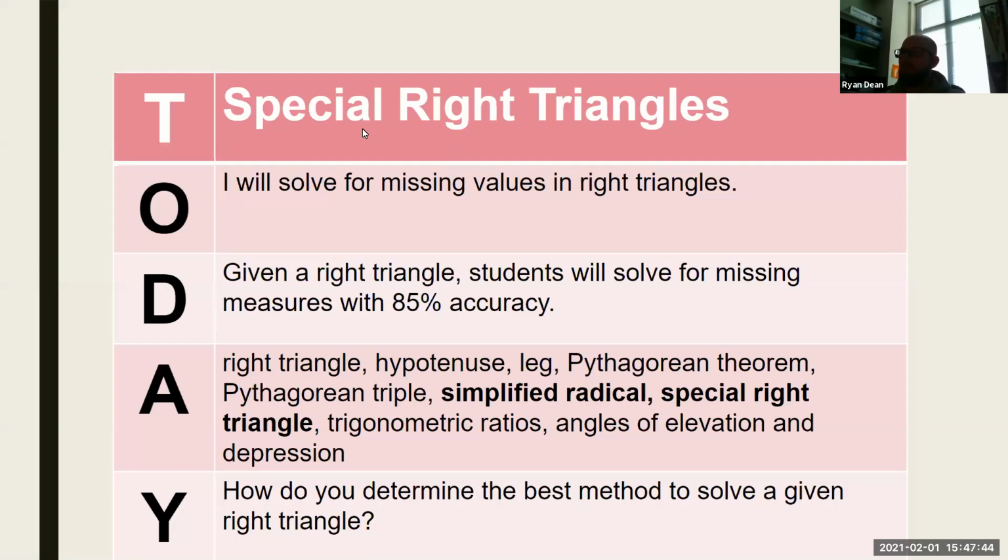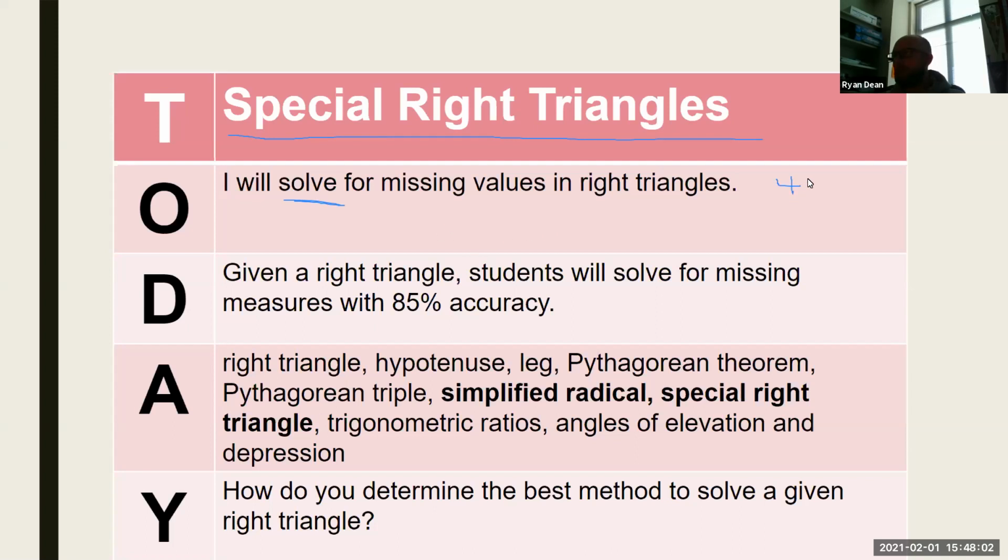All right, hello everyone. Welcome to some special right triangles. In this video, we're going to be solving for missing values in right triangles. And when we do this, we have two different ways to do it.